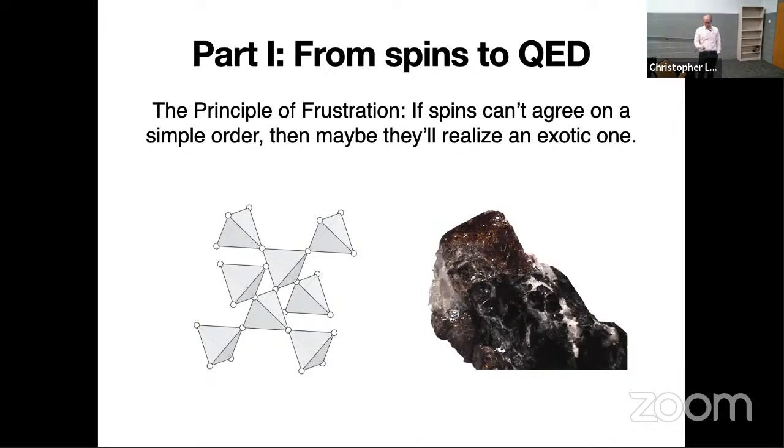That's right. So here I'm going to show you an example of a class of systems, these pyrochlores, where at least in the model, they don't just order in a simple way. They do realize this exotic emergent gauge theory. Though experimentally, whether they do that is still an open question. And some of the materials we know don't, and some of the materials are still candidates.